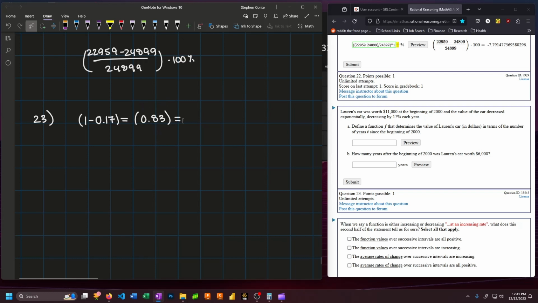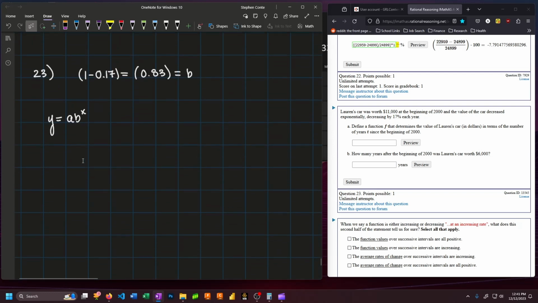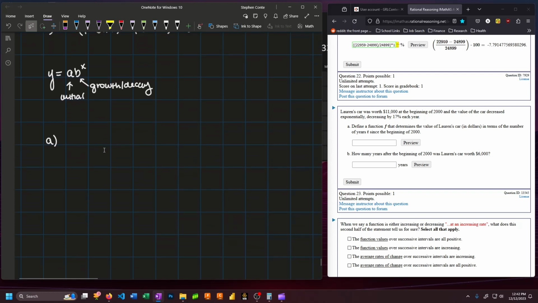So this is going to be our decay factor, b. We're saying that this is decreasing exponentially, so we do have an exponential function. The general form of an exponential function we've said is y is equal to a b to the x, where a is your initial value, b is your growth or decay factor, and x is your input. So in this case, for A, we wanted to find a function f that represents the value of Lauren's car in dollars in terms of the number of years since the beginning of 2000. So we want a function f of t.